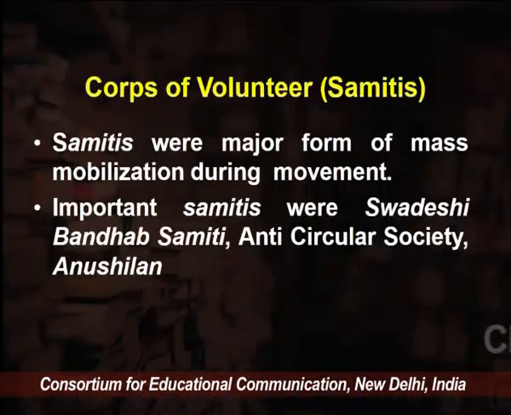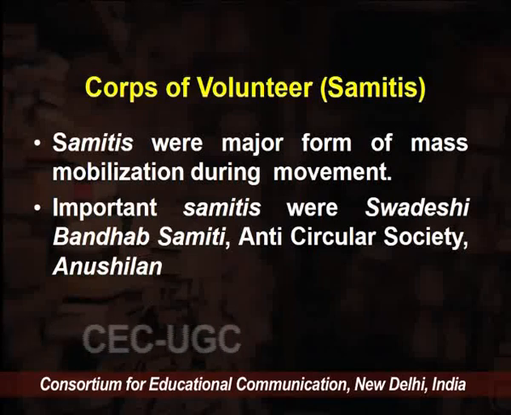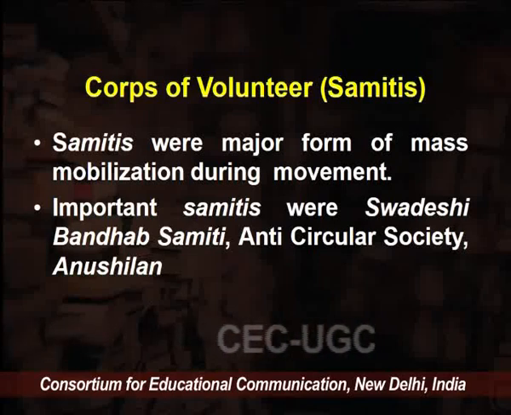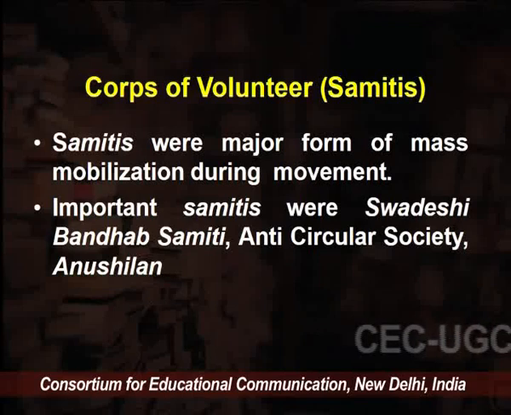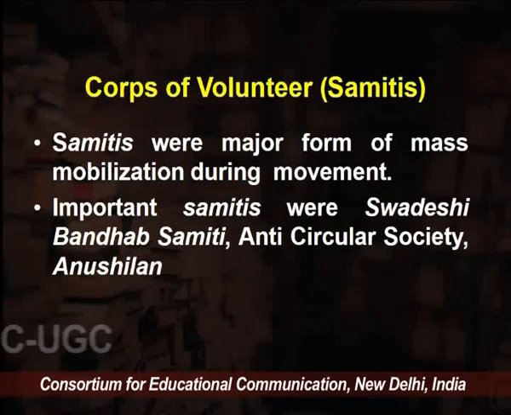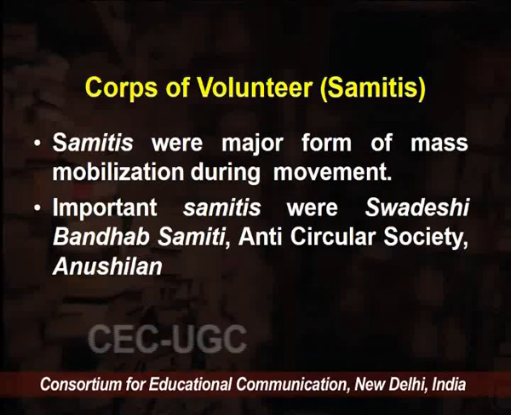We also see that during this particular point of time, samitis were also organized, which were a major form of mass mobilization during the movement. And the important samitis were the Swadesh Bandhav Samiti, Anti-Circular Society, Anushilan. So all these samitis at that point of time became some sort of a vehicle where mass mobilization could take place.